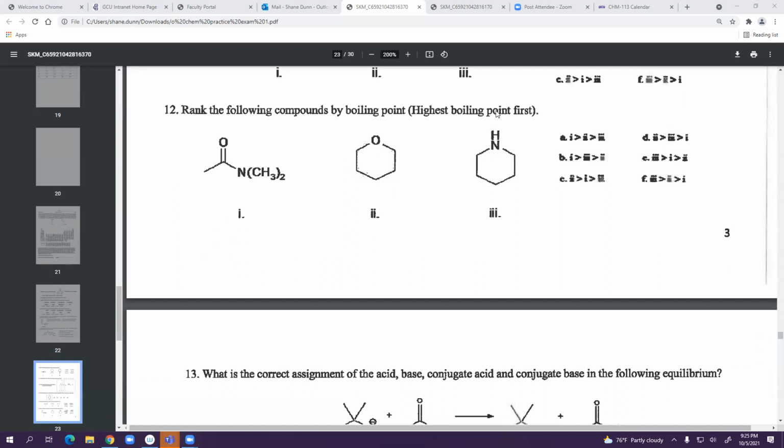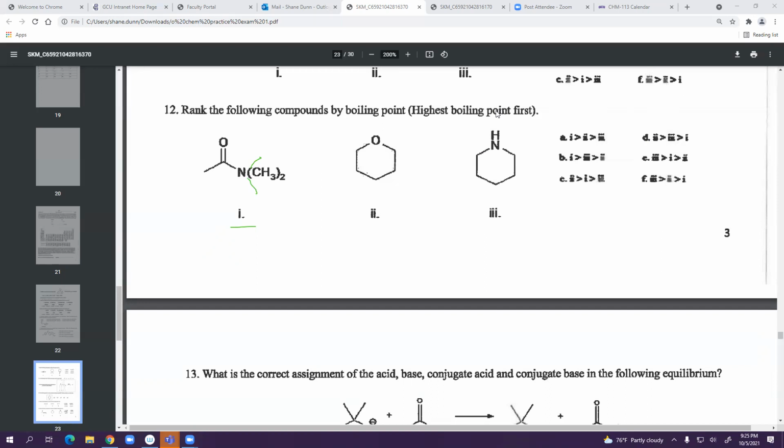So that being said, one is going to have the highest boiling point. Why? Because it has larger carbon chains. It's got more branching. Branching affects something, right?